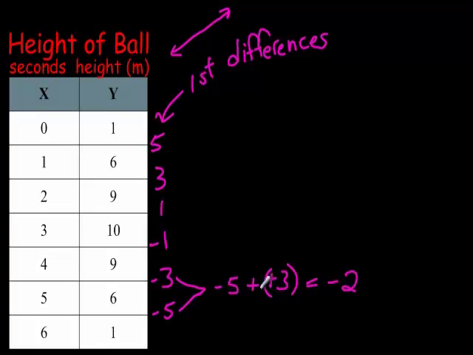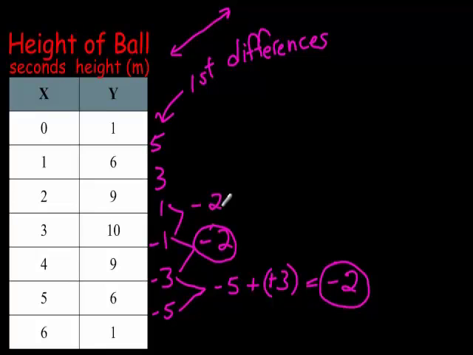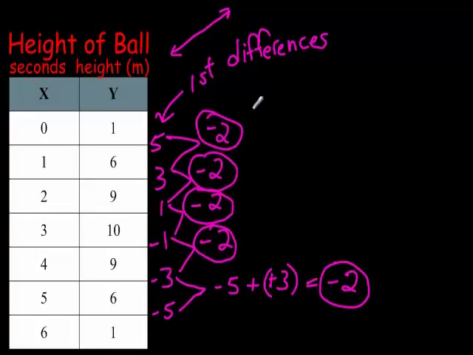Now, I'm not going to rewrite this each time, but let's keep going. What is negative 3 minus negative 1? That's like saying negative 3 plus 1. Negative 2. Interesting. So far we have negative 2 here. We've got negative 2 here. What's negative 1 minus positive 1? Negative 1 minus 1. Look at that. Negative 2. Again. What is 1 minus 3? Negative 2. Look at that. 3 minus 5? Negative 2. So there's something important here.